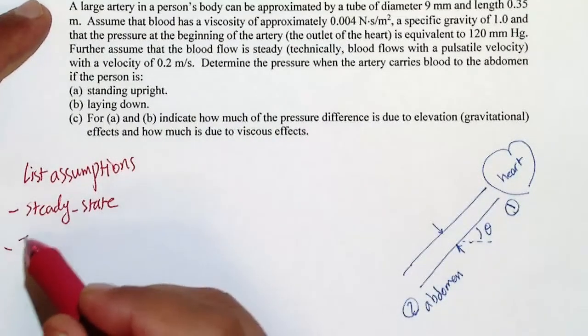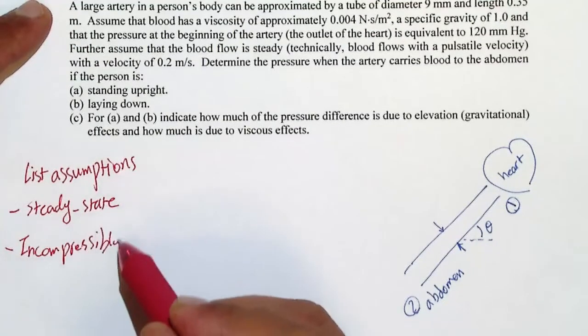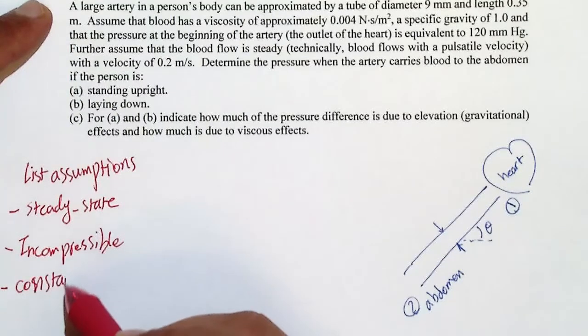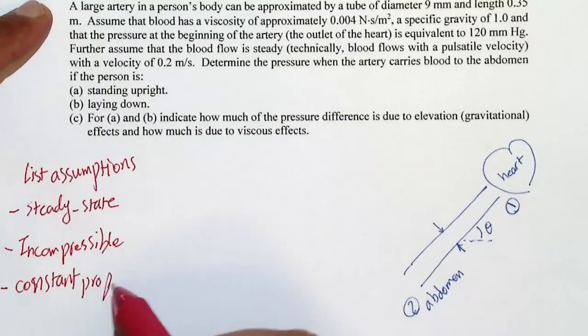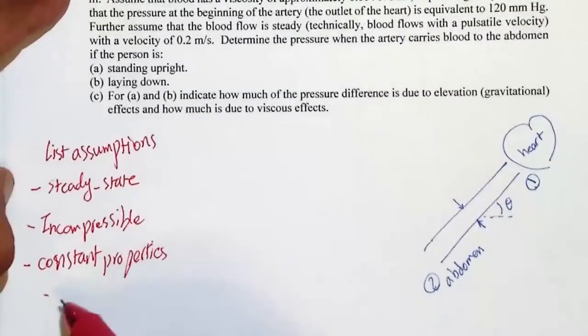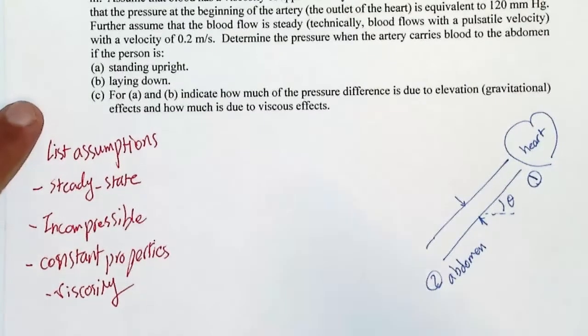So also you can assume that it's incompressible and has constant properties. What are the properties that you can assume are constant? It's like viscosity. As you know, the viscosity of blood is not constant; it changes with the velocity and also in different conditions in the body, but you can assume that for now because it's mentioned that it's approximately given.